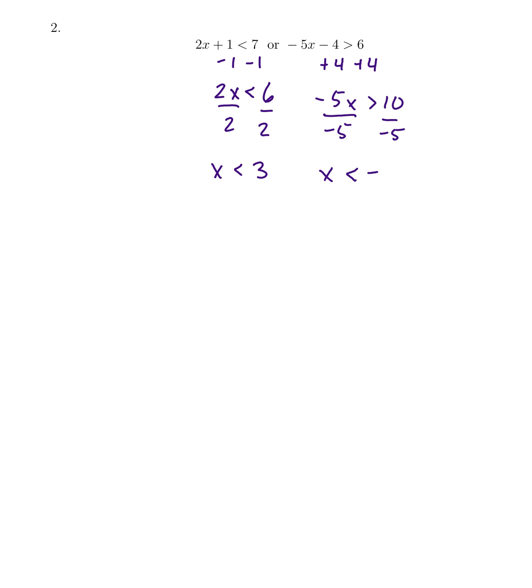This is another or inequality. Here we can subtract 1 from both sides and divide by 2, giving us x is less than 3. In this case, we'll add 4. Again, we're dividing by negative 5, so let's make sure that we flip this to now less than negative 2. So we're looking for solutions that are either less than 3 or less than negative 2.